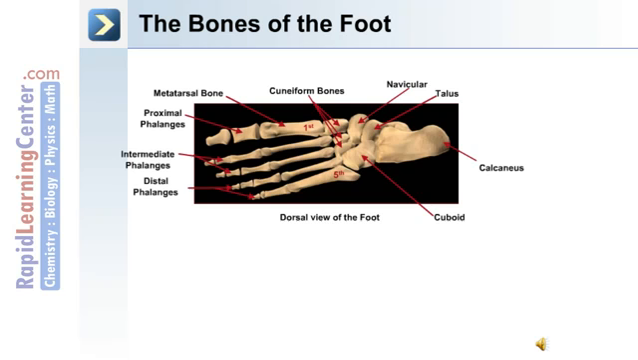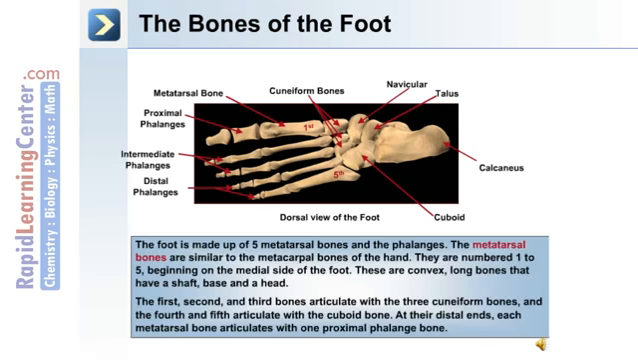The bones of the foot. As shown in this dorsal view of the foot, adjacent to the cuneiform bones and the cuboid bone are the 5 metatarsal bones, and they're numbered 1 through 5. There are also proximal phalanges, intermediate phalanges, and distal phalanges. The foot is made up of 5 metatarsal bones and the phalange bones.